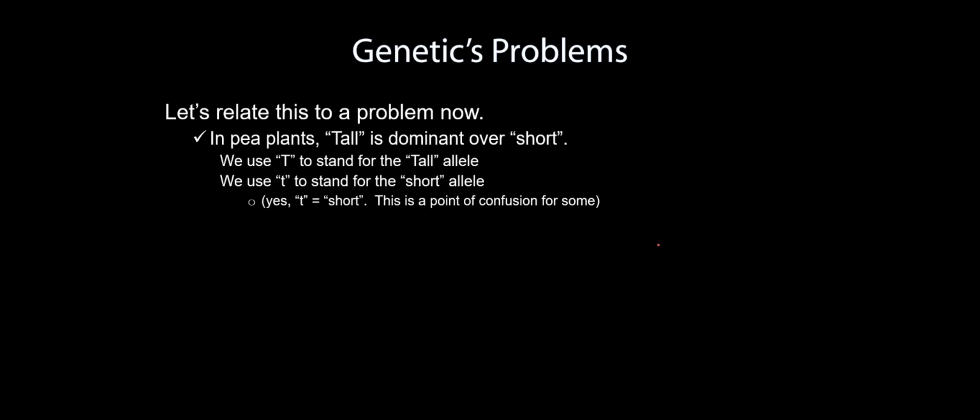Okay, so let's actually do a real problem now. So in pea plants, tall is dominant over short. Because tall is dominant, we're going to use a capital T to represent tall and a lowercase t to represent short. Sometimes people get confused with the lowercase letter. It's not T and then S for short. Never do that. This isn't abbreviating from English.